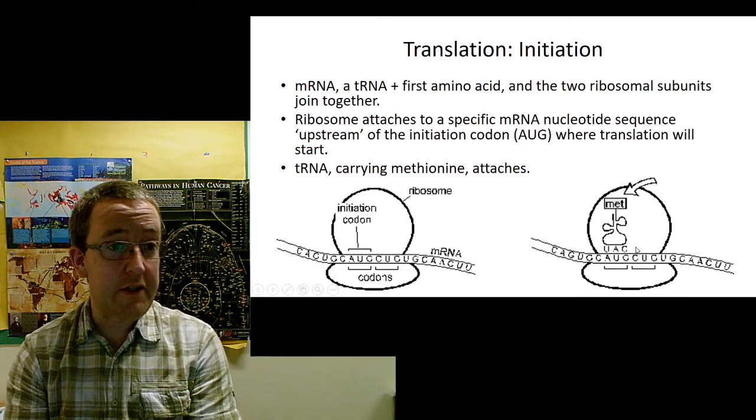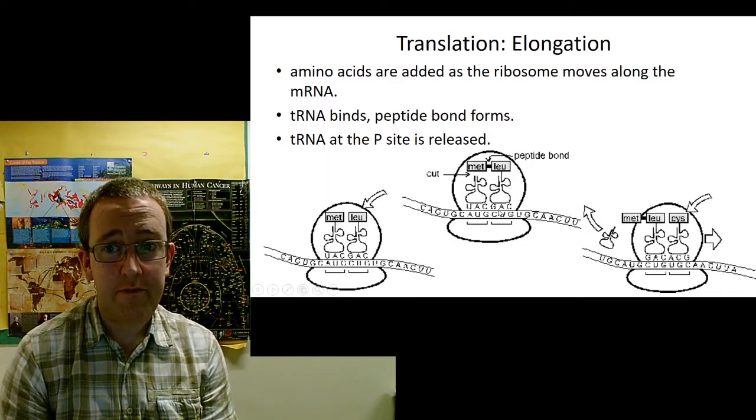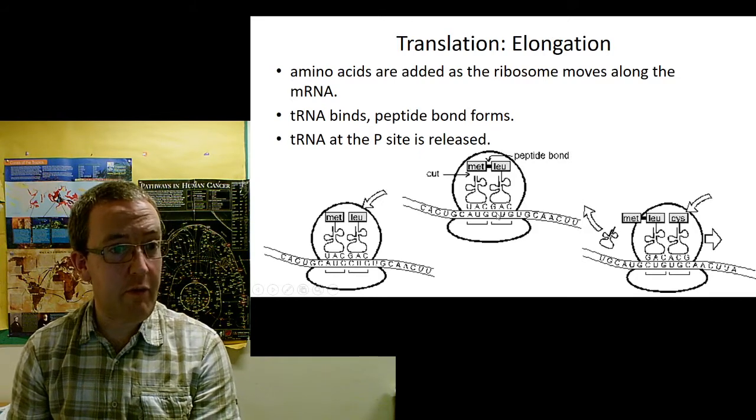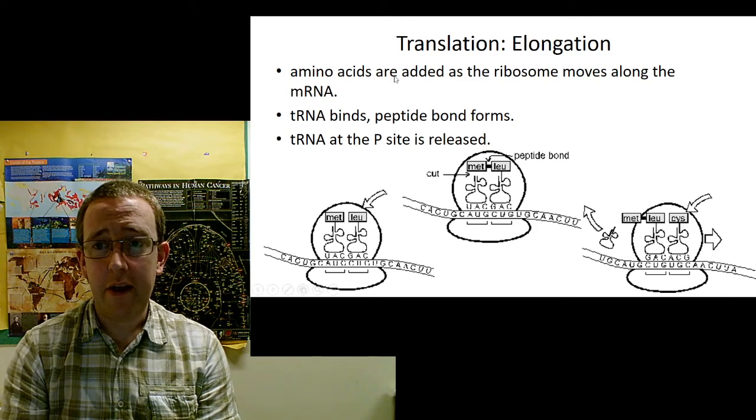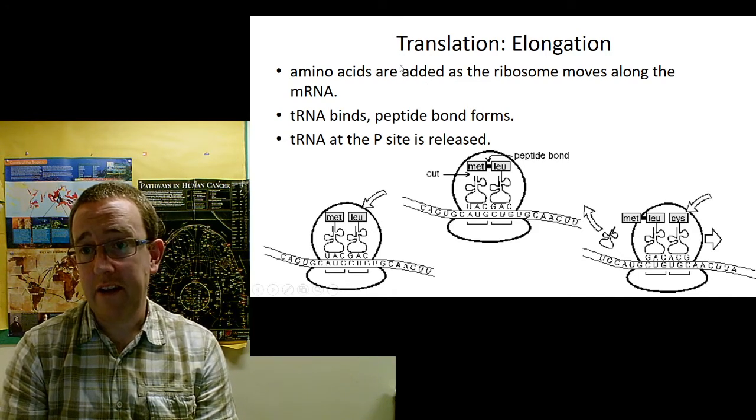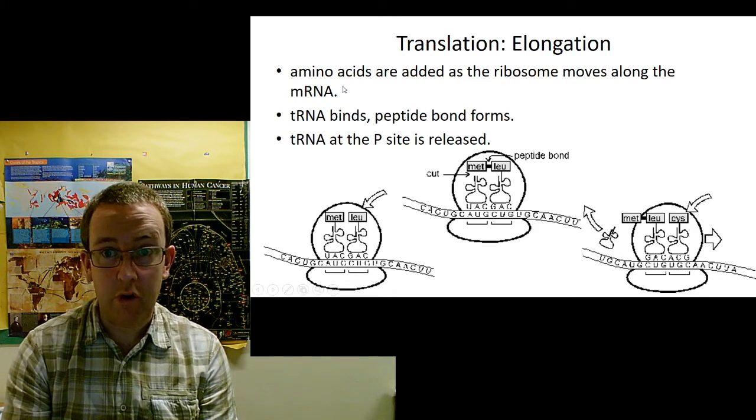It doesn't take a genius to work out what's going to happen next. Okay, now then we're into the stage of elongation. Okay, so what then happens? Look, amino acids are added as the ribosome moves along the mRNA.